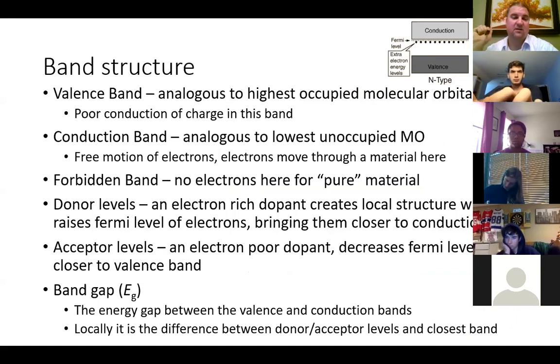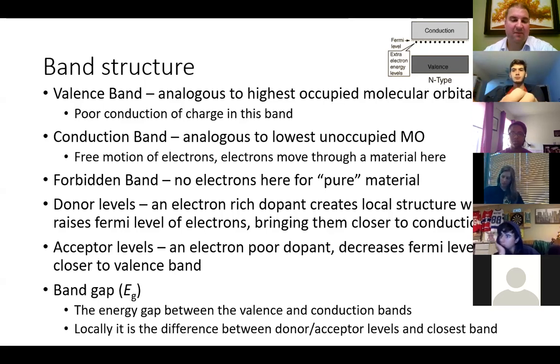So this is where electrons are going to go to be conducted as an electrical current in the case of, say, a semiconductor. The forbidden band is typically going to be your gap between conduction and valence bands. And in the forbidden band, literally no electrons can exist for a pure material, okay? So the figure at the top of this slide where the conduction band and the valence band are separated, the white space in between would be the forbidden band for a pure material.